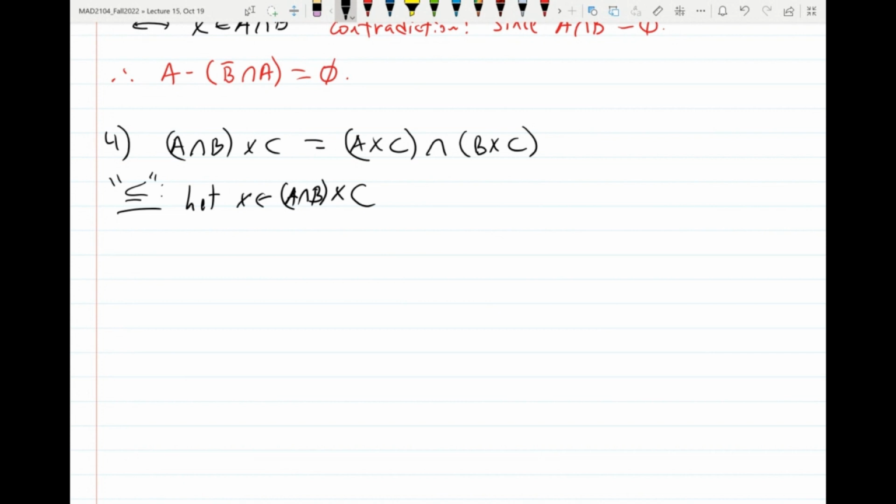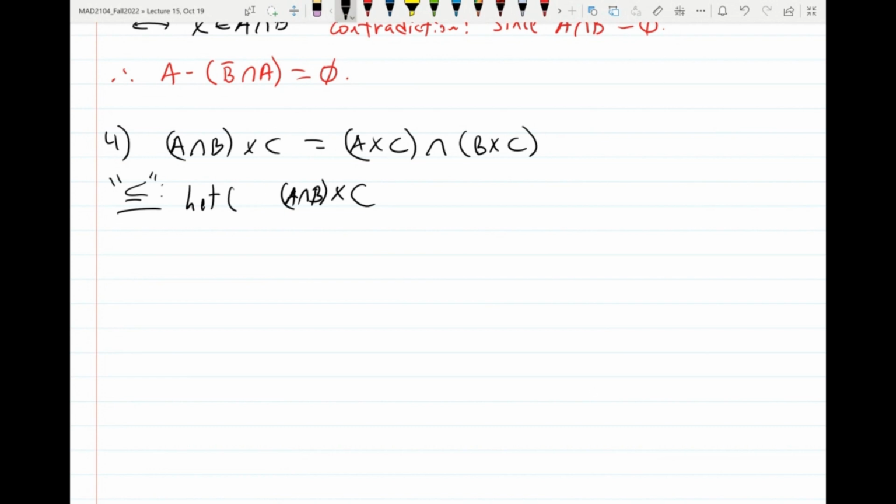But use intrinsic knowledge. What do you know about the Cartesian product? How do elements look like in the Cartesian product? They are ordered pairs. So instead of saying X, write the ordered pair. Because then you need to tell me that X is an ordered pair. Otherwise, there's no way you can continue with this proof. Okay? So you want to take an element inside a Cartesian product, so we know how this element looks like.